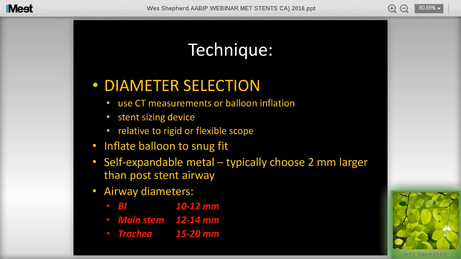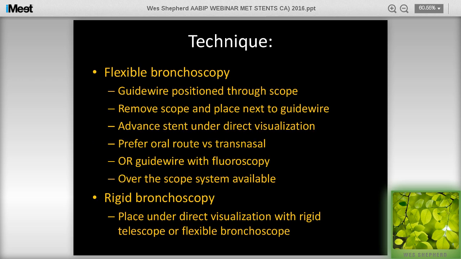There is a commercially available stent sizing device that can be used to measure airway diameter as well, or the diameter of the airway relative to the rigid or flexible scope that you have. If it's a self-expandable metal stent, typically we target a stent diameter that's going to be a couple millimeters larger than what the post-stent airway would be. And again, you have to know your normal ranges for your main airways, the BI, the main stems, and the trachea.